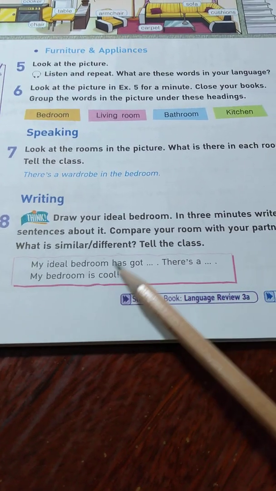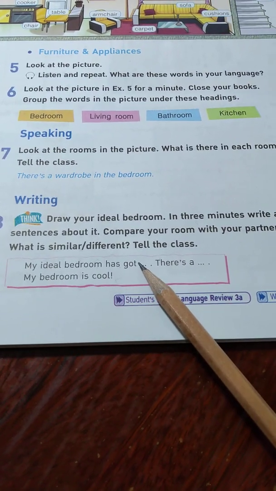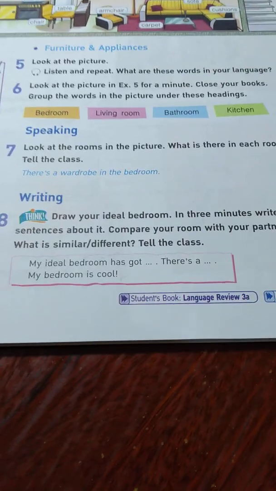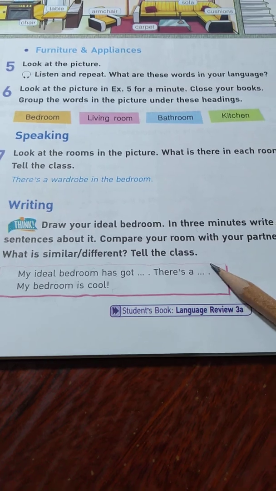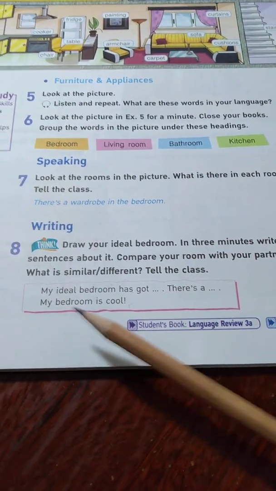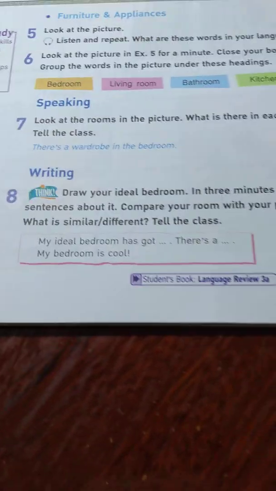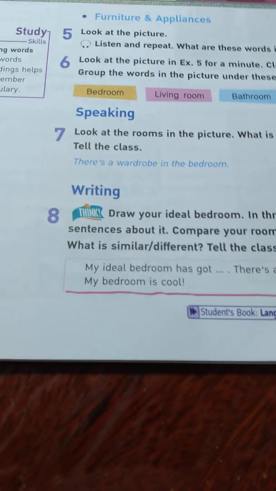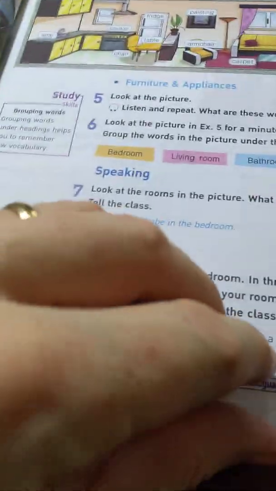My idea bedroom has got a 53-inch flat screen TV. There's a jacuzzi in the corner. My bedroom is cool. All right. So they just give you 3 little sentences to talk about what is your idea bedroom. All right. That's some good vocabulary.